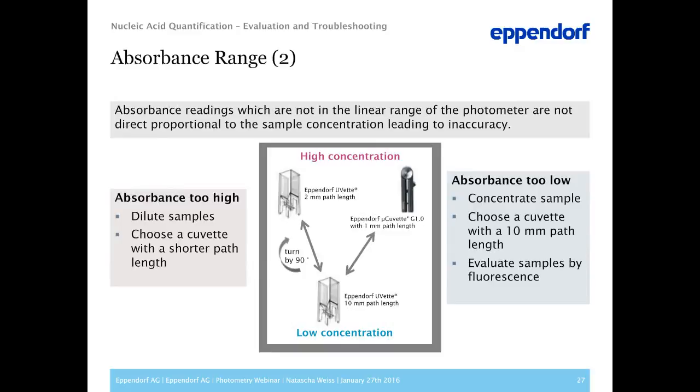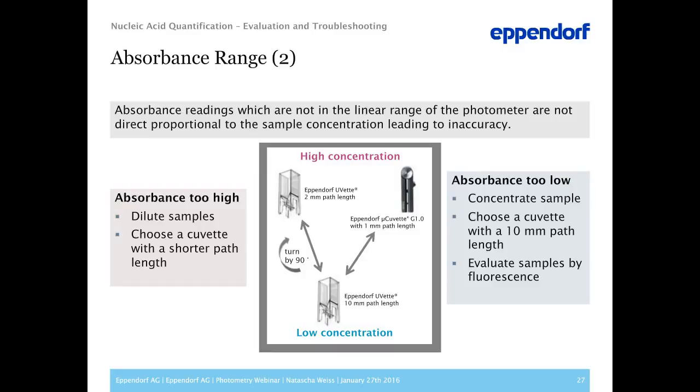Absorbance readings, which are outside the linear range, are not directly proportional to the sample concentration, and this leads to inaccurate results. High absorbance values result in stray light effects in the photometer. In order to reduce the absorbance, samples can be either diluted or a cuvette with a shorter path length can be chosen.